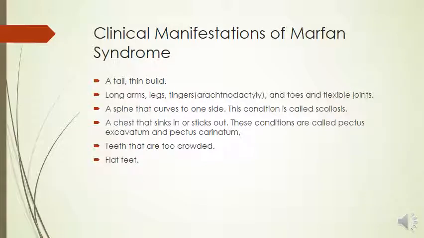The clinical manifestations of Marfan syndrome are a tall, thin build. Long arms and legs, and fingers that are spider-like, which is called arachnodactyly, and toes and flexible joints. A spine that curves to one side, this condition is called scoliosis. A chest that sinks in or sticks out, these conditions are called pectus excavatum or pectus carinatum. Teeth that are too crowded, and flat feet.